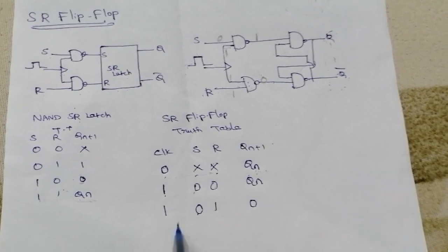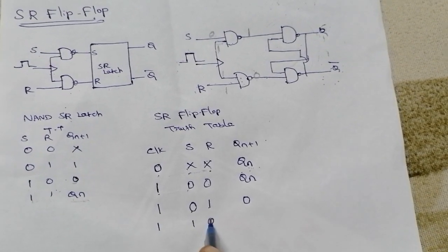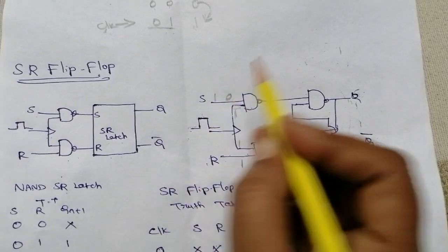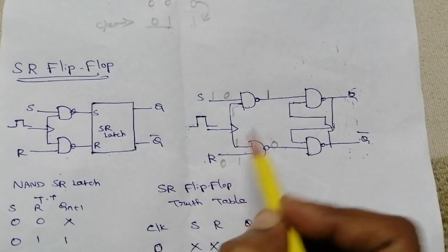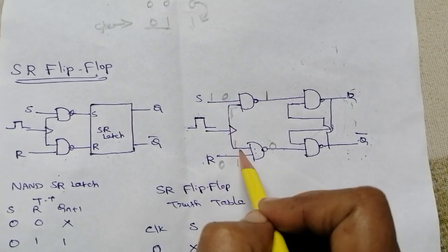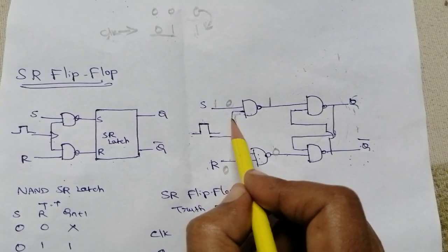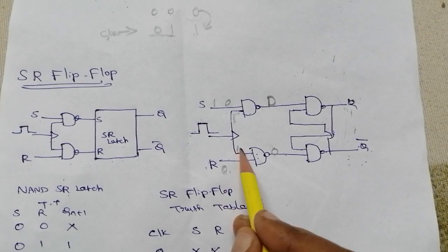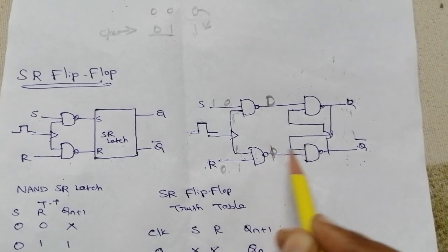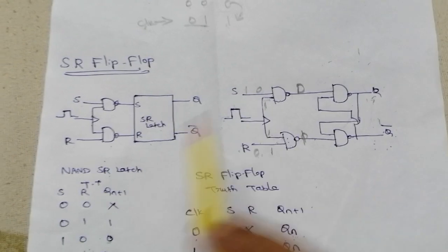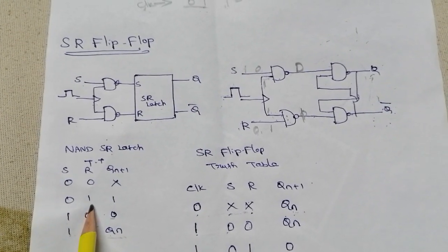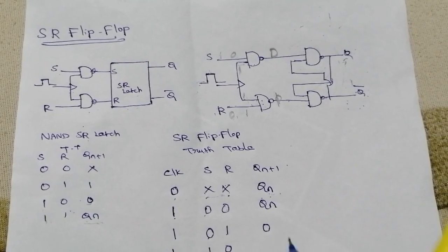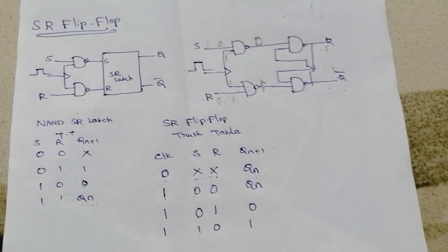Then the next possibility is 1 0, right? Now S is equal to 1 and R equal to 0. The other clock input of both gates is high, right? So the 1 1 combination provides the output 0, and the 0 1 combination provides the output 1, right? This 0 and 1 are the inputs of the NAND SR latch. The output is 1, so here the output is 1, right?